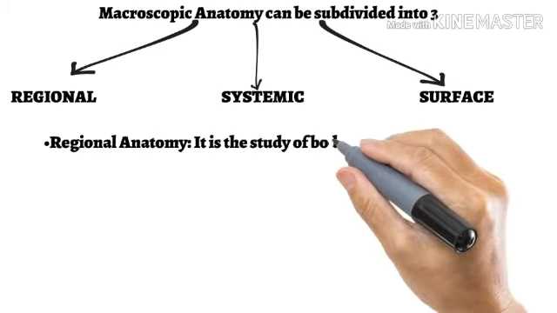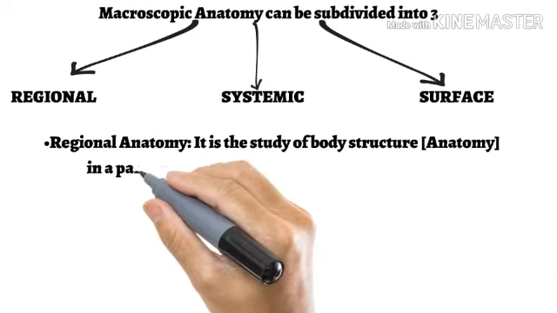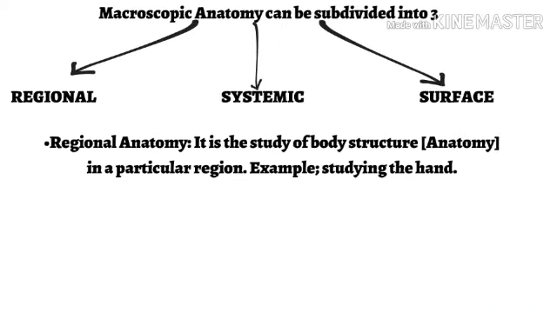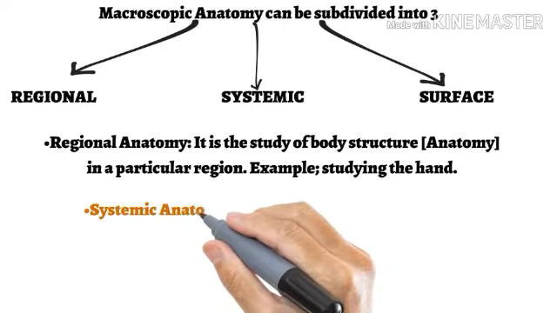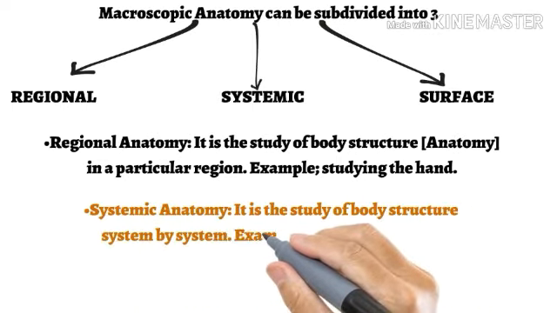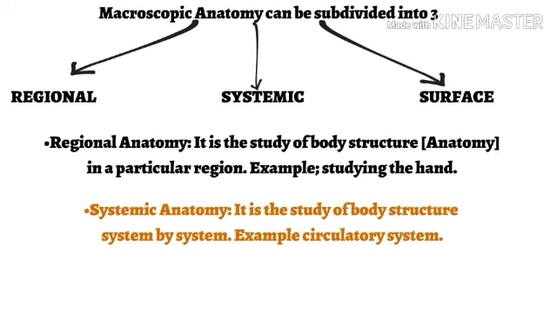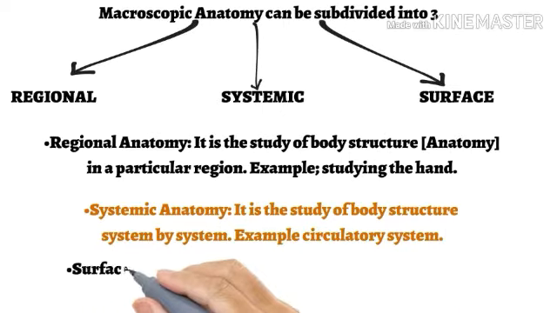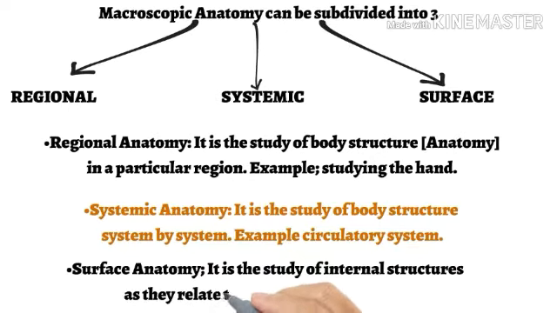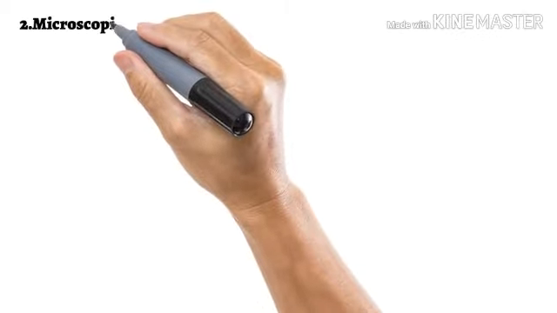Regional anatomy is the study of body structure, as I've said, and the preceding word is regional, meaning in a particular region. An example is studying the hand. The same thing goes for systemic anatomy. It is the study of body structure, system by system. An example is studying the circulatory system alone. And surface anatomy is the study of the internal structures as they relate to the overlying skin surface. And that's all. You can also take a screenshot of this one so you can easily refer to it anytime you like.